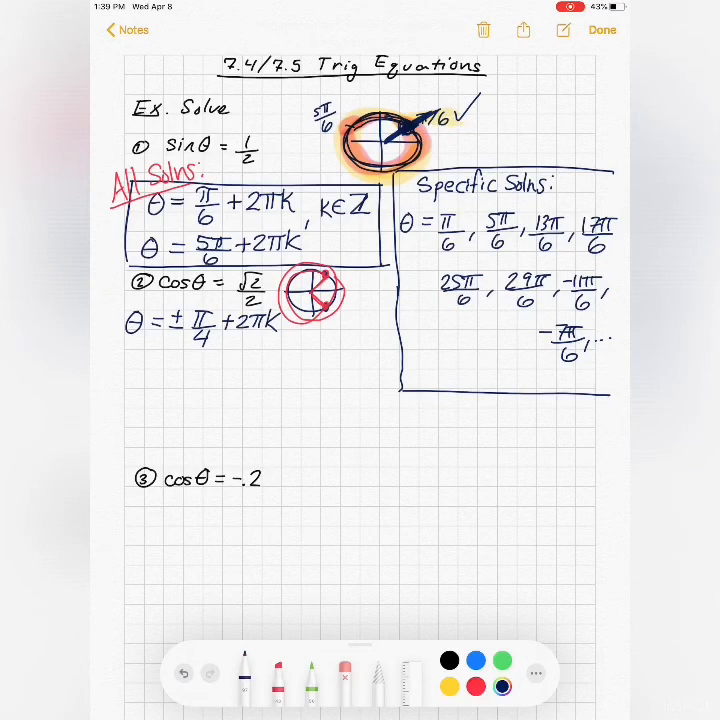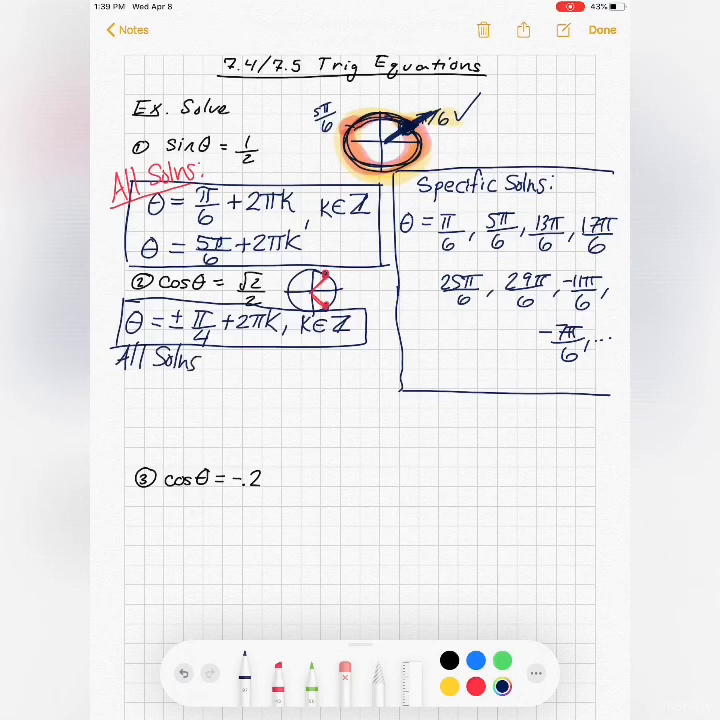Don't forget to say somewhere here, k is an integer. So again, when I write this, if the problem just says solve, I found all solutions because I've accounted for all the multiples of 2 pi, all of the occurrences of those two points.